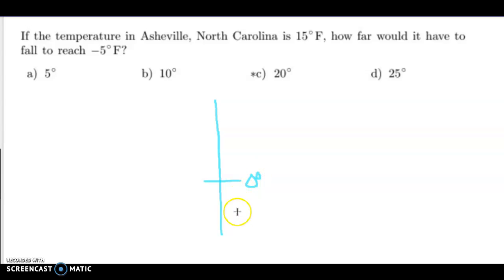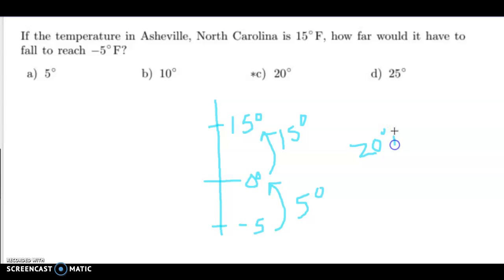Now, if I'm at -5 down here, right, and we need to know how far apart that is from 15 up here, first thing we're going to do is this. From -5 to 0 is how many degrees? Well, hopefully you're all saying that's a 5-degree difference right there. And then from 0 to 15 is another 15 degrees. So the total distance between -5 degrees and 15 degrees, or how far apart they are, is a total of 20 degrees Fahrenheit. That is how far apart they are.